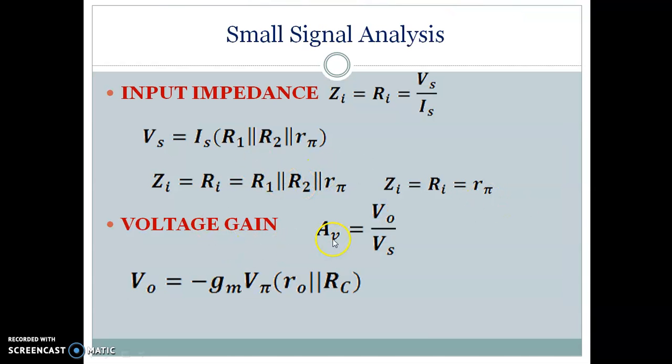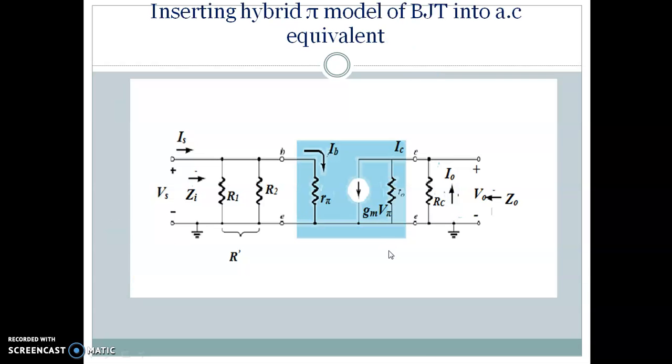Next, voltage gain. AV is given as V0 by Vs, and you can see here your V0 is nothing but this is the current source. These two are in parallel, so it is minus Gm V pi times R0 parallel Rc. That will be my V0, and my Vs is nothing but I can write that as Ib times R pi.